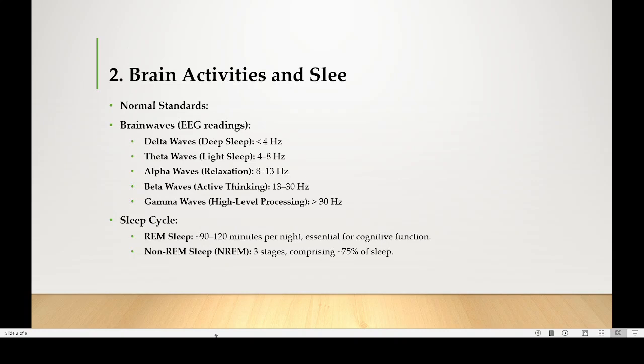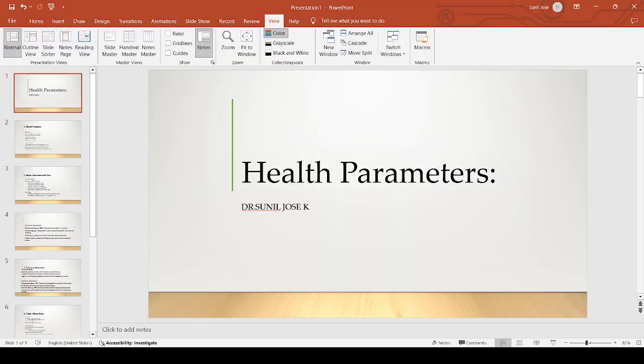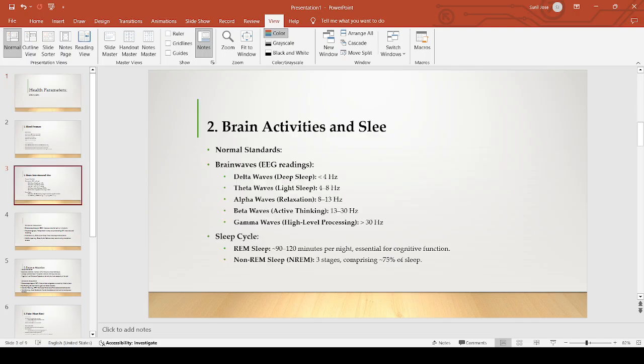Now the second aspect is brain activities and sleep. The second one is brain activities, and the other is sleep.